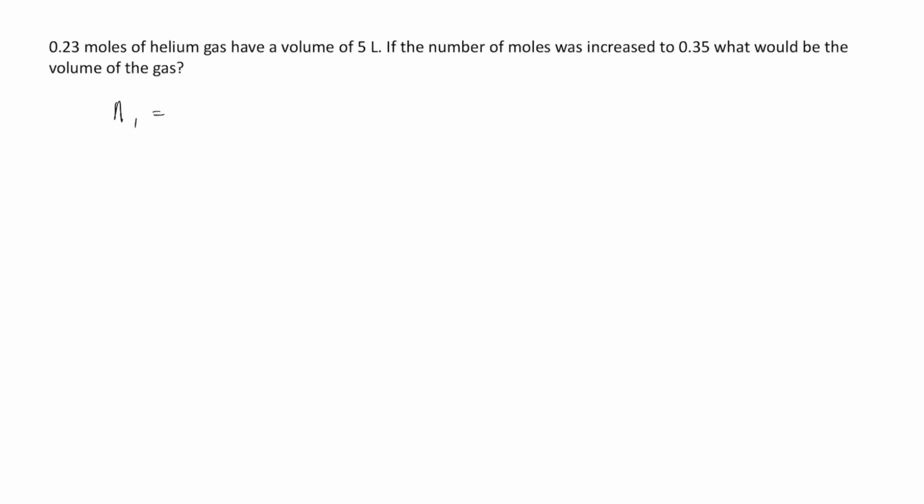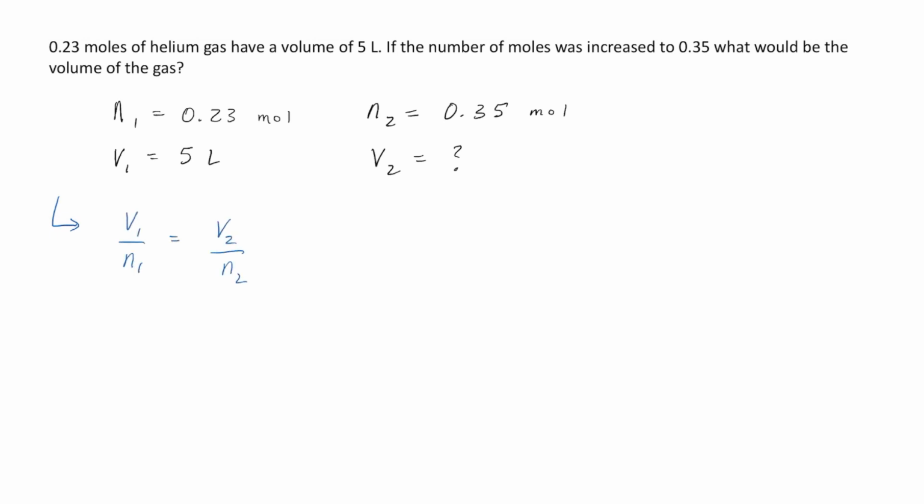Here we have 0.23 moles of helium gas, which has a volume of 5 liters. If the number of moles was increased to 0.35, what would be the volume of the gas? This is a very simple question. All we need to do is use our V1 over N1 is equal to V2 over N2 equation, rearrange for V2, and then plug in our values.